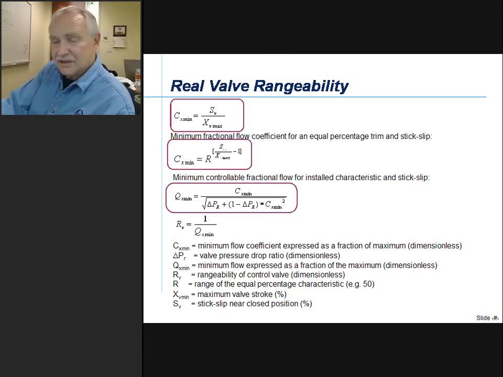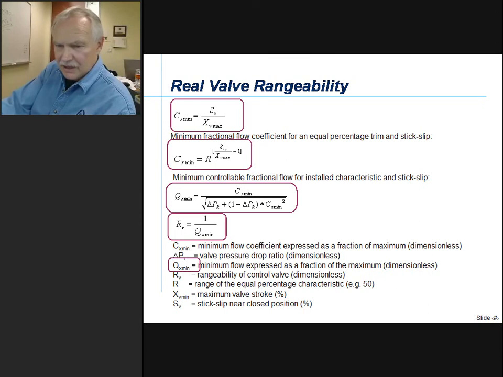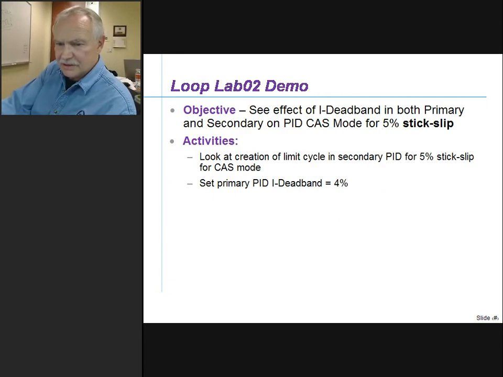Our next objective is to see the effect of deadband in both the primary and the secondary PID when we're in the cascade mode for 5%. But first, let's look at the creation of the limit cycle in the secondary PID for the 5% stick slip now that we are in the CAS mode. And then we're going to set the primary PID deadband to 4% to see if we can make things better.